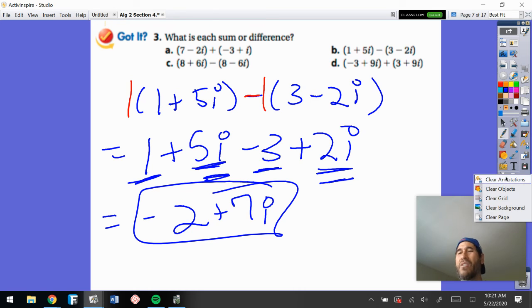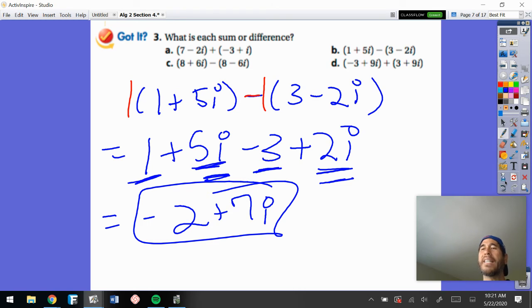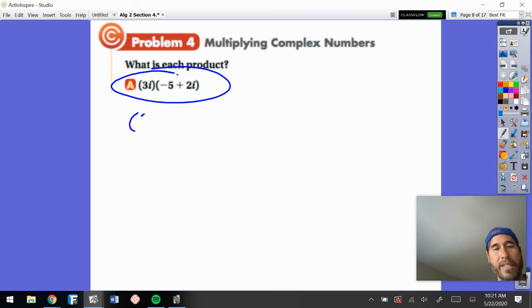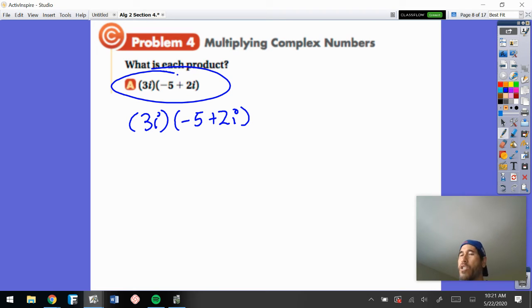All right, well, Mr. T, how does this get tougher? Well, believe it or not, it can get a little bit tougher when we deal with multiplication. Right here, we're dealing with multiplication because what is in between? If I was to write this out, I would write 3i, no minus, no plus. So that would mean multiplication. So then we just do what we've always done, which is we distribute.